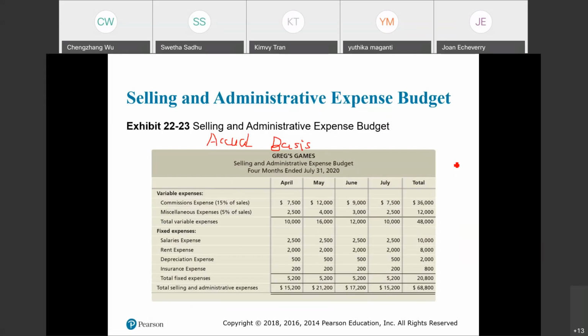The monthly payroll for the company is a basic salary of 2,500 plus sales commission equal to 15% of sales. That is a mixed cost with both fixed and variable parts. The fixed part is here, and the variable part is the commission expense, which is 15% of sales.